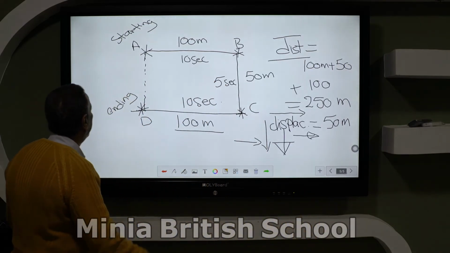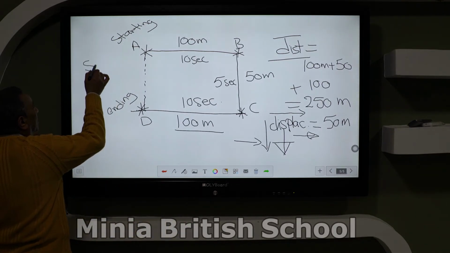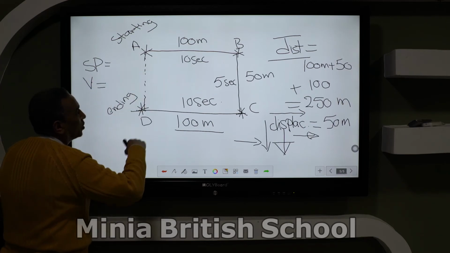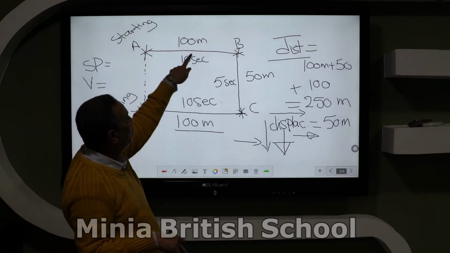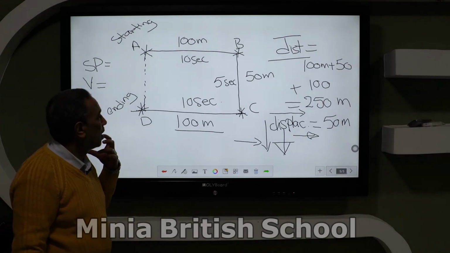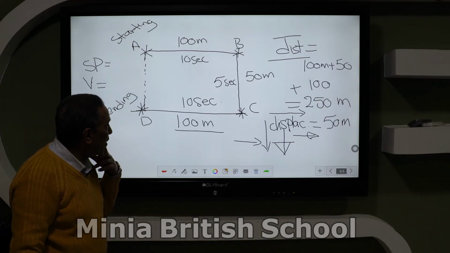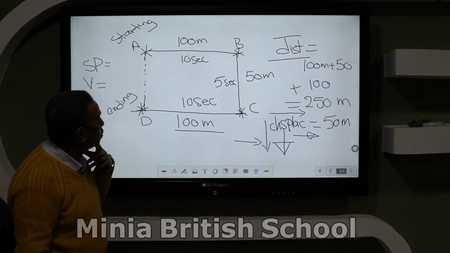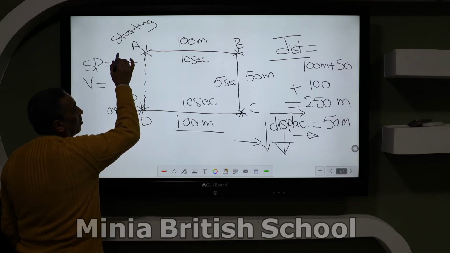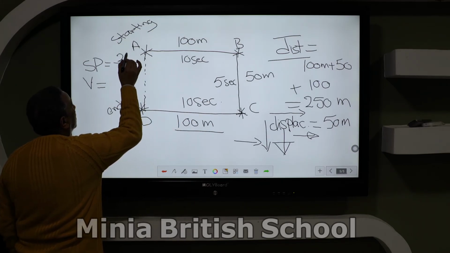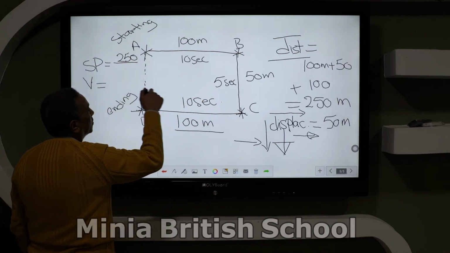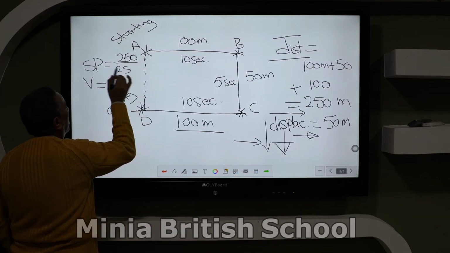That means if you are asked for the speed and the velocity for this drawing or this motion, speed here is 150, 100, this is average speed. And I gave and explained the rule of the average speed before. It was the total distance over the total time. The total distance is 250, over the total time, 10 plus 5 plus 10, which equals 25. I will get the speed.